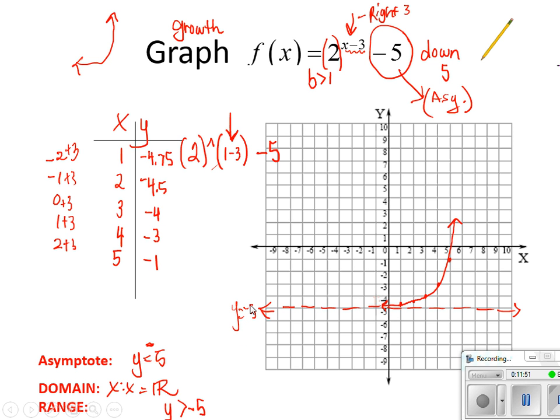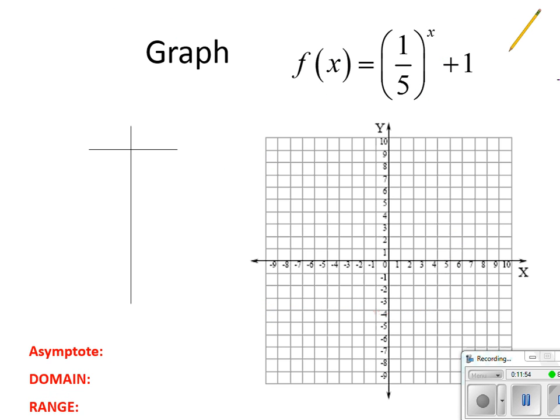All right, so let's do one more problem and see how that goes. So now I have f of x equals 1/5 to the power of x plus 1. And I'm looking at the base, and the base is less than 1. It's less than 1, but greater than 0. That means I'm going to have a decay graph, okay? And so with my decay graph, I can think of this the same way as a growth. It's just going to look a little bit differently. It's going to start high and go low instead of starting low and going high.